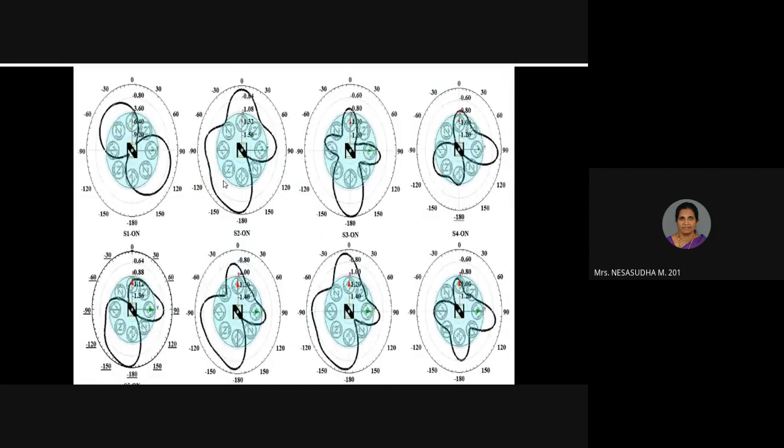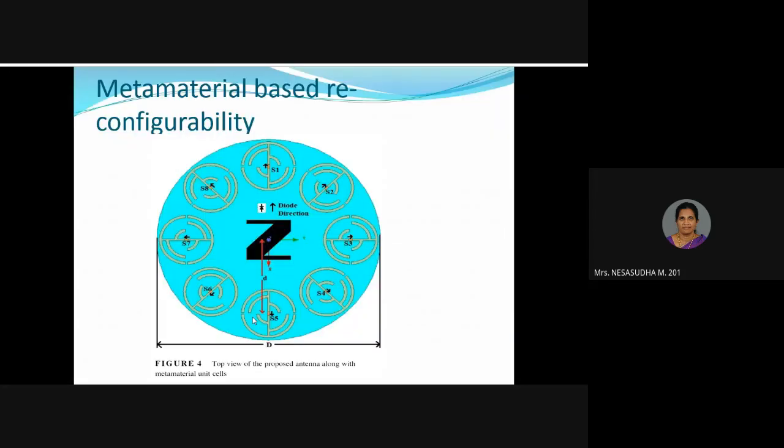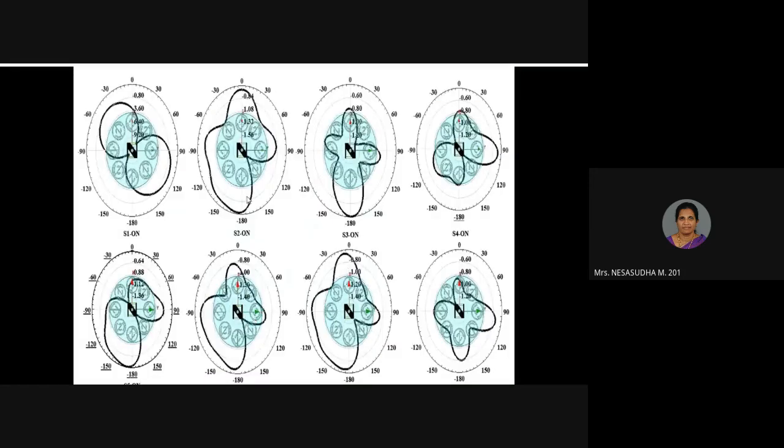So this is how the radiation patterns look when S1 is on. When you see here, S1 on, we are getting S1 and S5, which are almost similar. And when you take S2 and S6, see here you can find the similarity since both are identical.